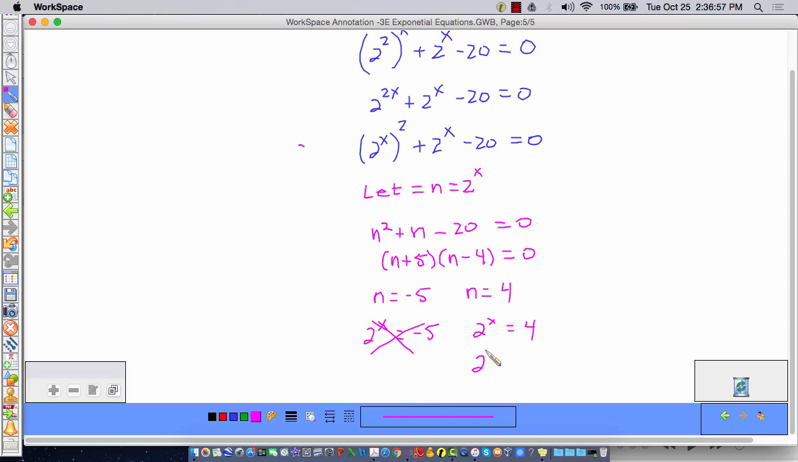And here, of course, 2 to the x equals 4, I'm sure you know that x equals 2, but we'll just go ahead and write it out anyway. 2 to the x equals 2 squared, same base, therefore the exponents must be equal, and we get x is equal to 2. All right, so I thoroughly enjoyed that.